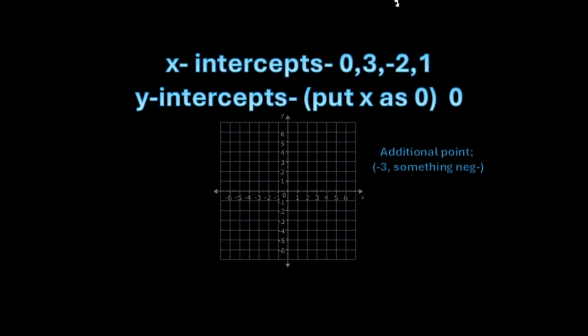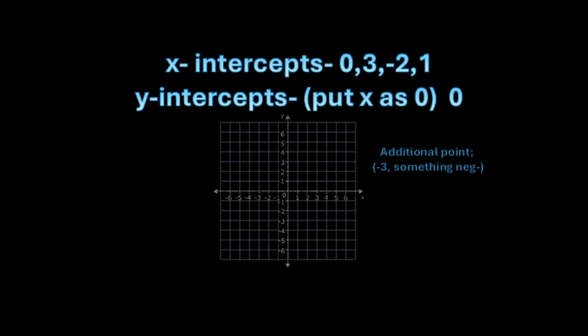We also take an additional point to find out where the graph begins. For example, let's take negative 3 comma something negative. Now we don't need to specify what that something negative is. We just know that the y value when x is negative 3 is negative. Right, we know that by plugging negative 3 into the function.